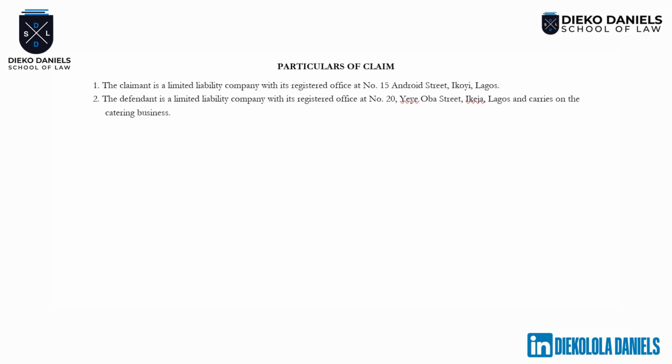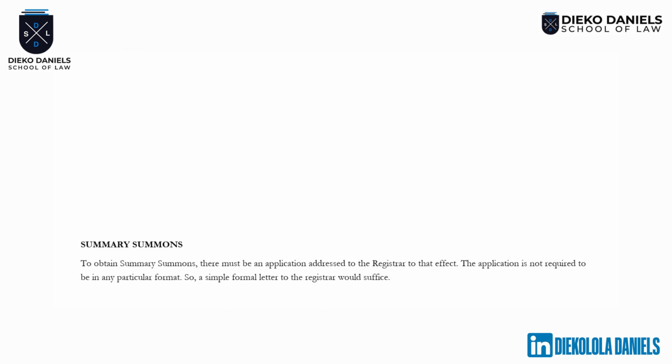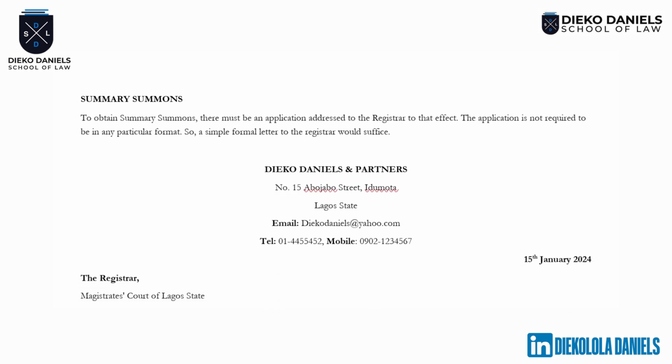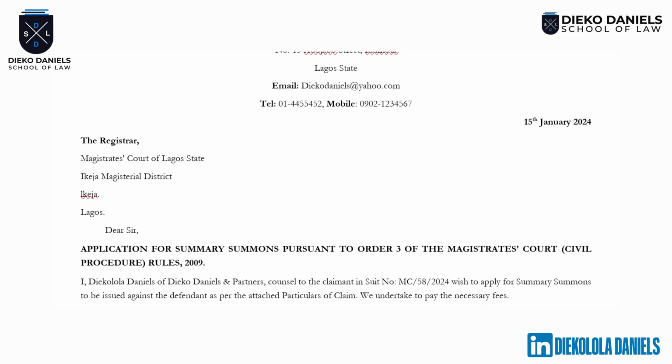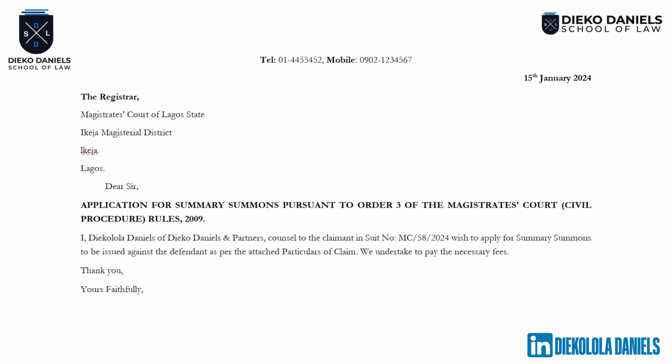The next thing and the last thing that we will be drafting for magistrate court will then be the letter that you send to the registrar of the court, that summary summons should be issued for a matter, right? If you want summary summons to be issued for a matter, you must specifically write an application in the form of a letter to the registrar of the court that the summary summons should be issued for the matter.